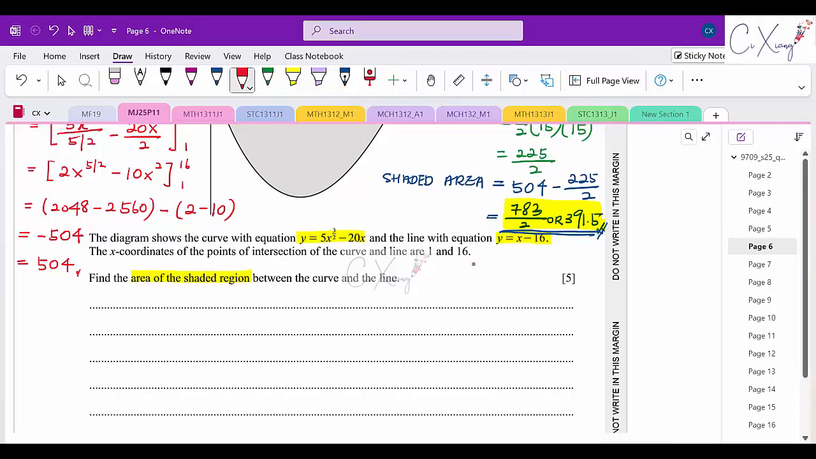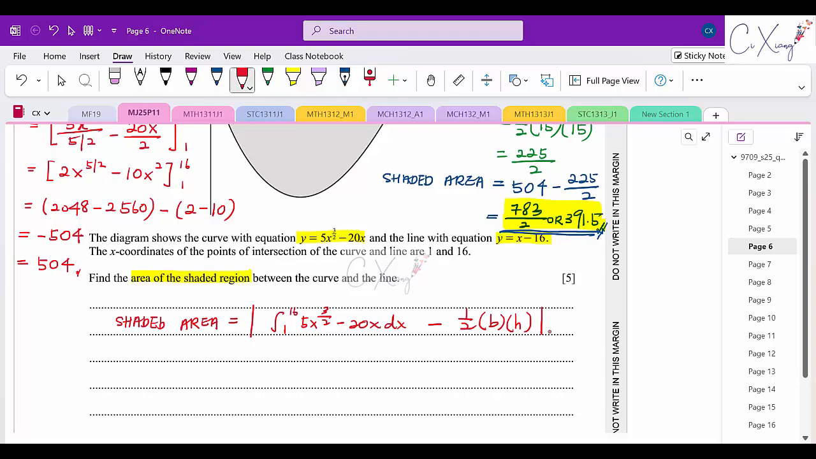This is also what I did wrongly earlier for the first time. Because I wanted it to be fast, I tried to apply everything in one step. That means I put it as a modulus, then I integrate 1 until 16, 5x power 3 over 2 minus 20x dx, and I minus the area of the triangle, which is half, base times height. Right, so you can also apply this in one step where you put the modulus.